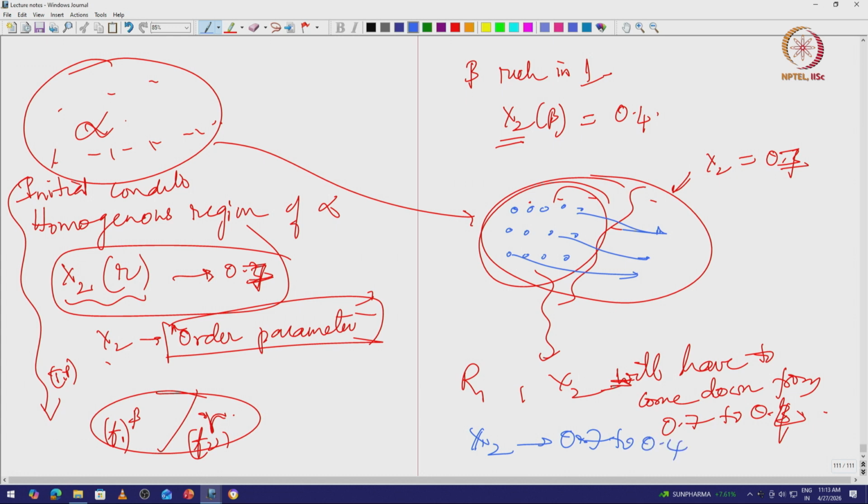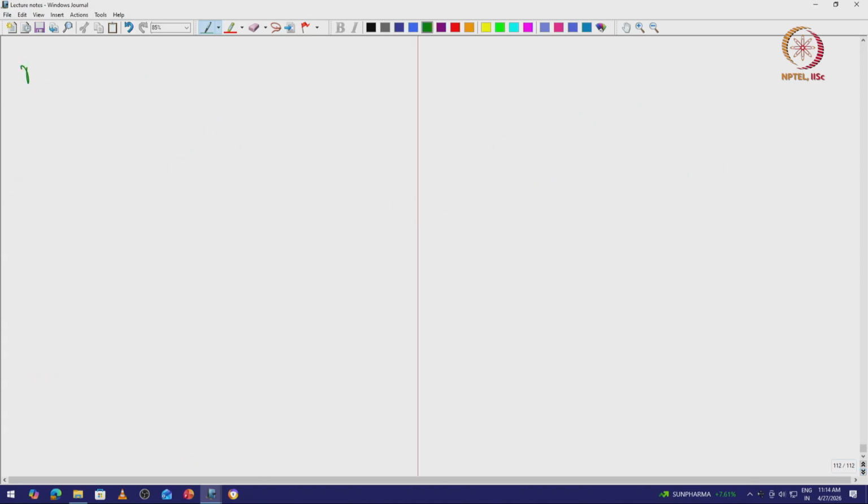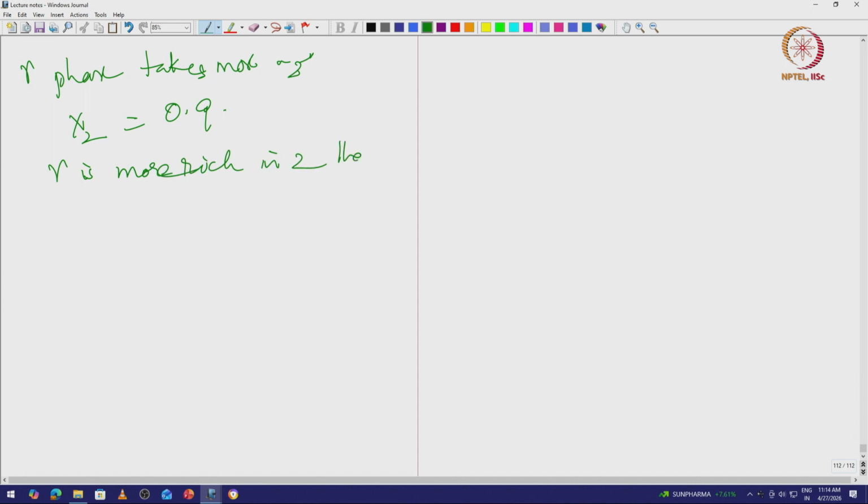Now, where is this x2 going to? This is the beta phase, right, and all this x2 is going to the gamma phase, right, and gamma phase takes more 2, right. So, in gamma phase x2 goes to 0.9 or something like that. So, gamma is more rich in 2, right, than alpha and beta, and beta is richer in 1.